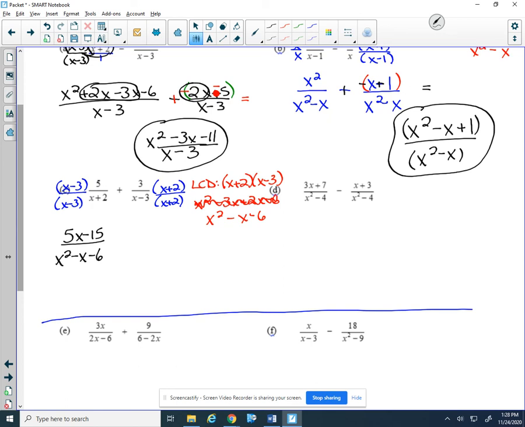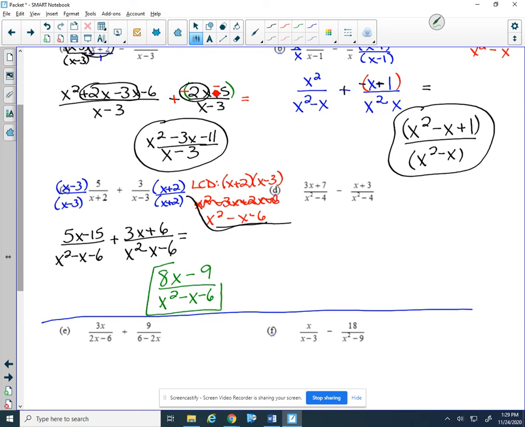And that's not because I'm fast, I know what that is from over here. Plus 3x plus 6 over x squared minus x minus 6. So now we'll combine like terms, and I get 8x minus 9 over x squared minus x minus 6. Nothing factors in that numerator, so I know the denominator factors, but that won't help me cancel anything.